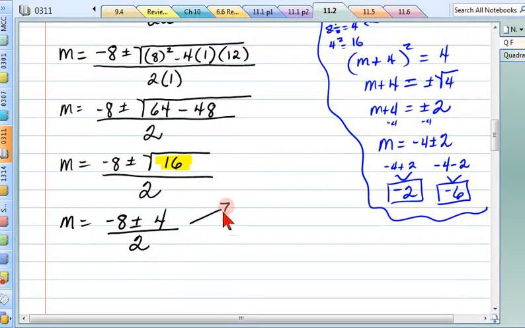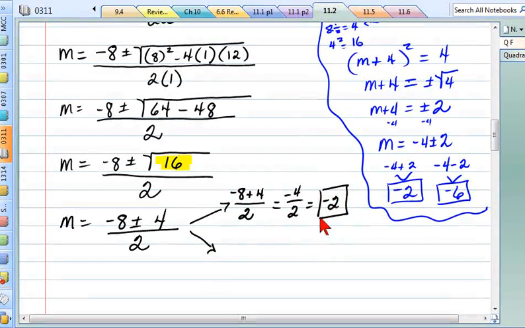And now, because those are rational, I need to come up with my two answers. One of them, I have negative 8 plus 4 over 2. Negative 8 plus 4 is negative 4 over 2, which is negative 2. That's one of my answers. The other one is negative 8 minus 4 over 2, which is negative 12 over 2, or negative 6.